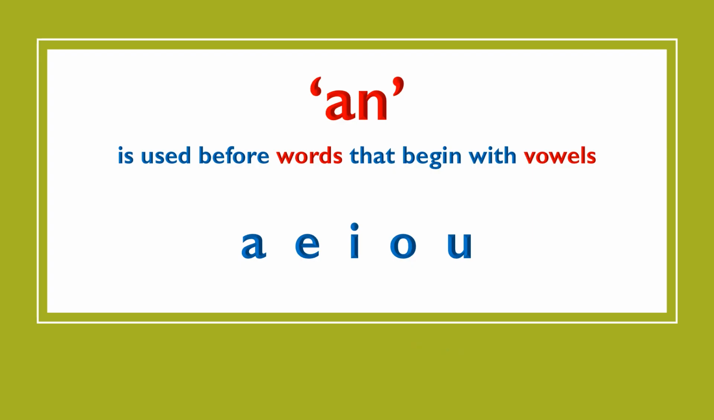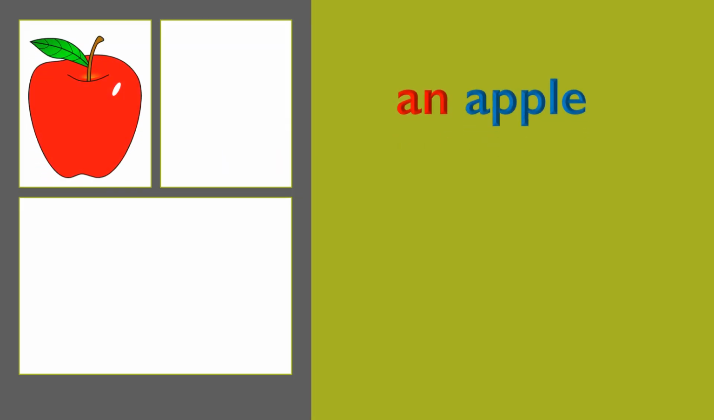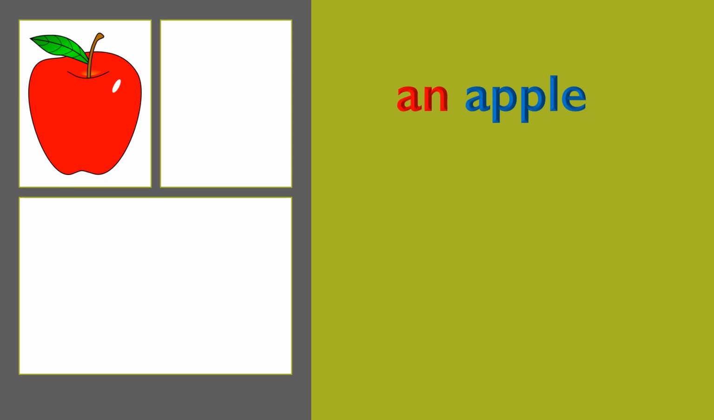We use an before words that begin with the vowels. You know the vowels, there are 5 vowels: A, E, I, O, U. Here are some examples. It's an apple. So apple starts from which letter? A. So A is a vowel. That's why we say an apple.